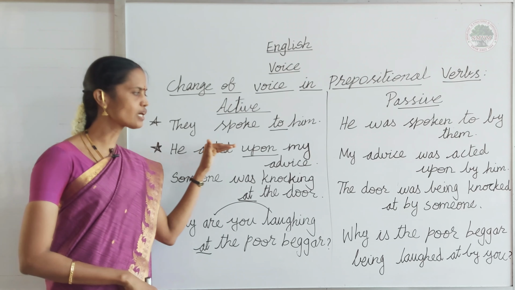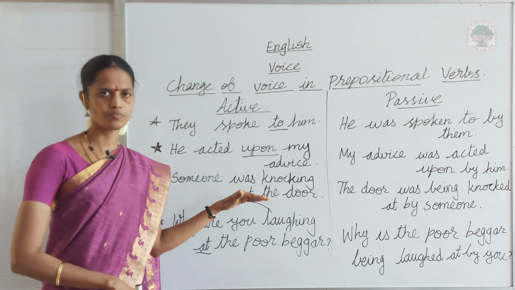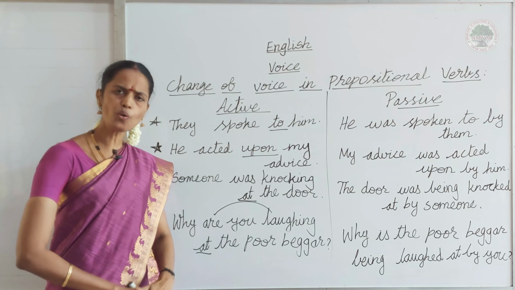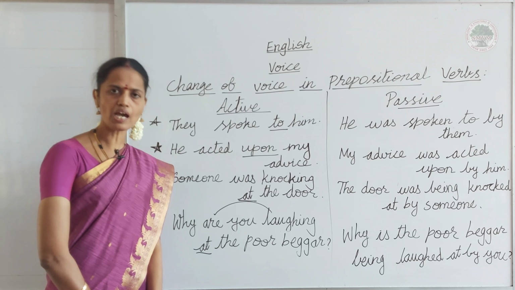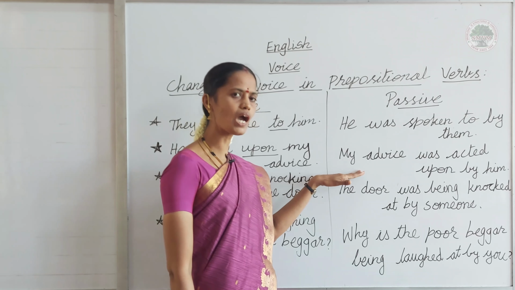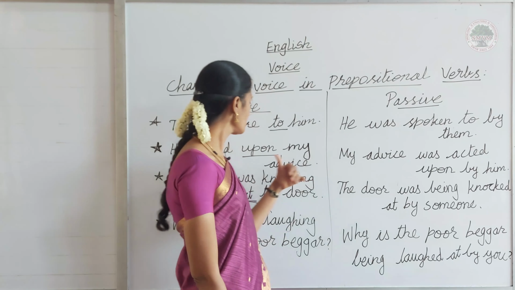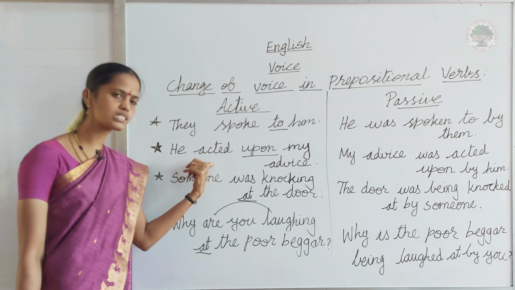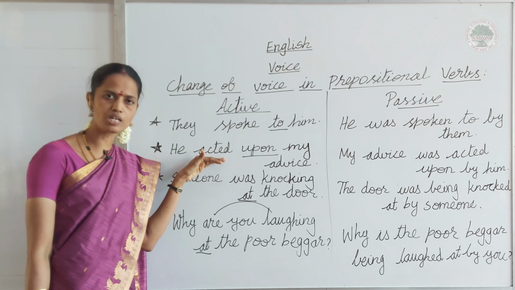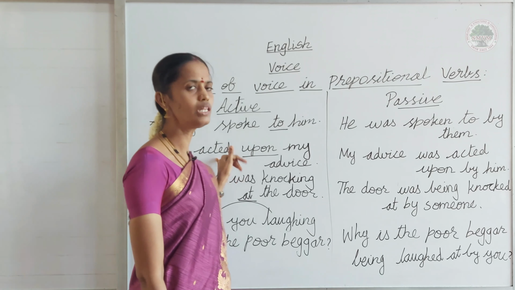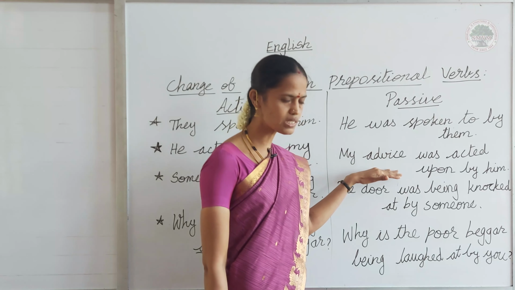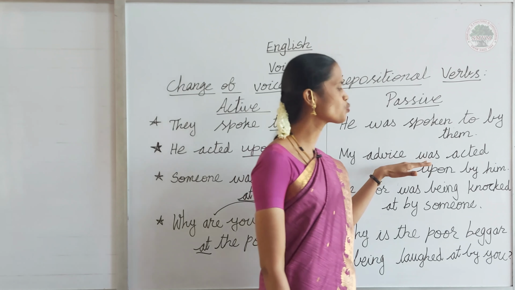He acted upon my advice. So here what about the object? My advice is the object. So we brought that "my advice" in the place of subject. Then what about the verb? Again it is given in past form. The verb "acted" is given in past form. So you know very well, we have to use either "was" or "were". So here advice is singular. That's why we use this "was".